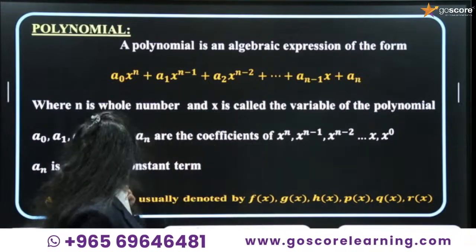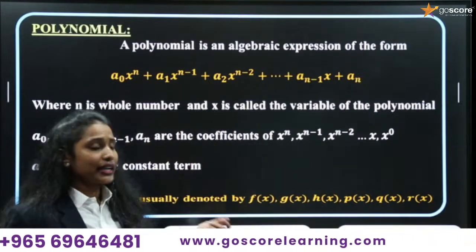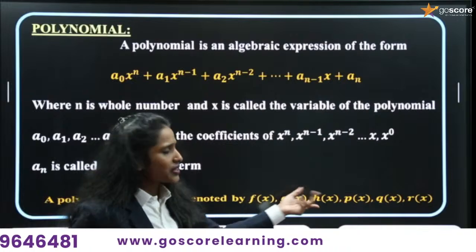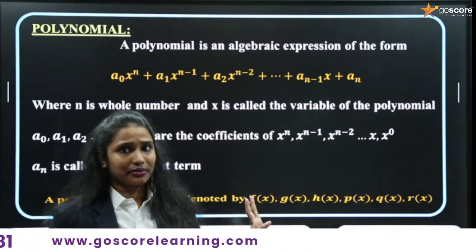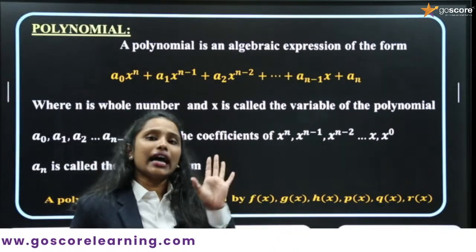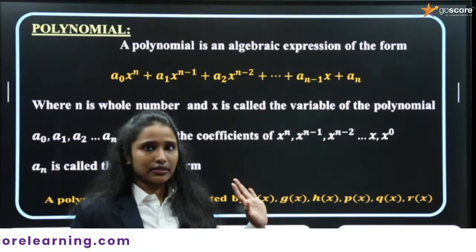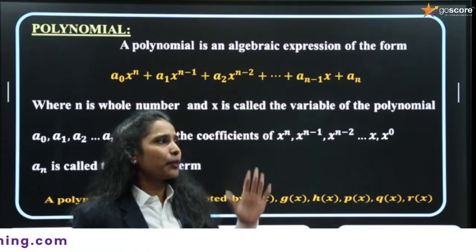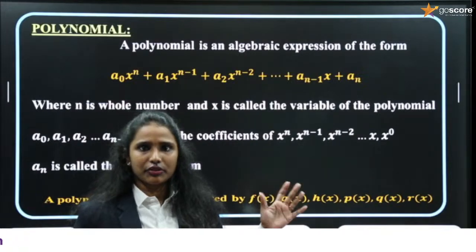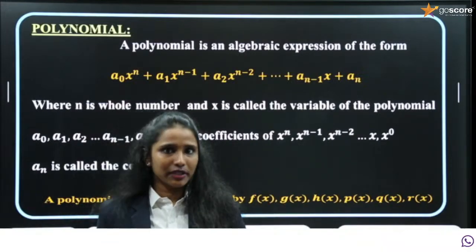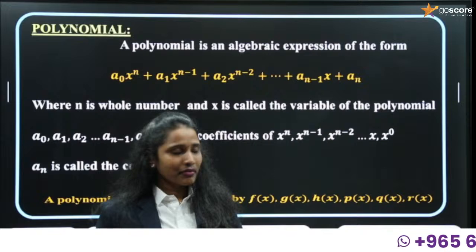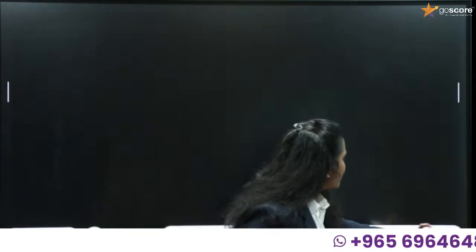Now, a polynomial is usually denoted by f of x, g of x, h of x, any alphabet. The alphabet should be a small letter. Don't use capital P of x. We know we are using that for probability. So don't use that. Okay, now we will move on.